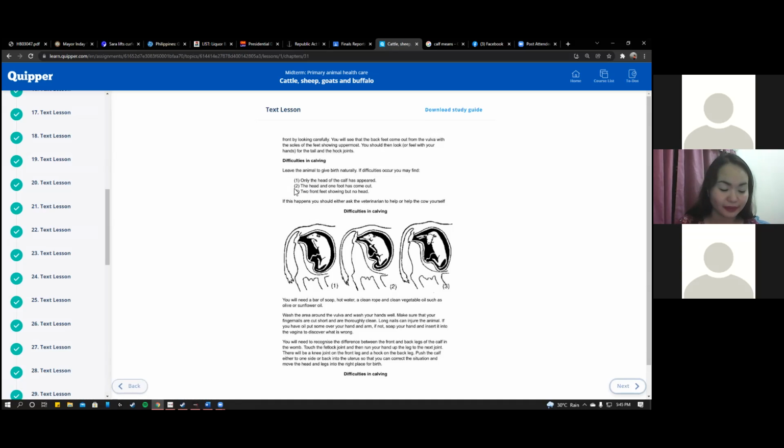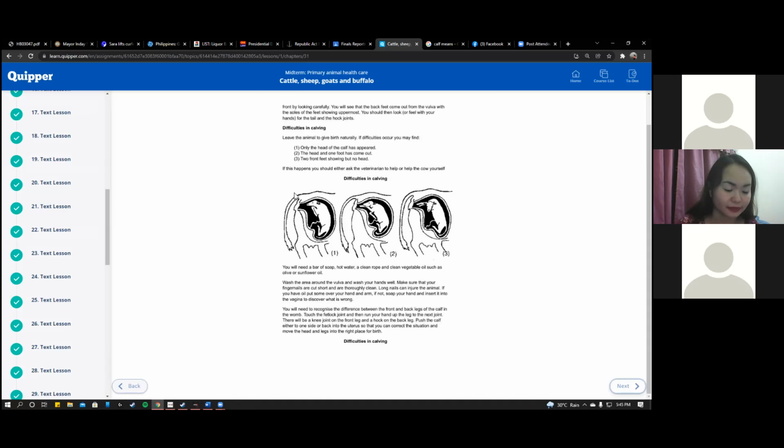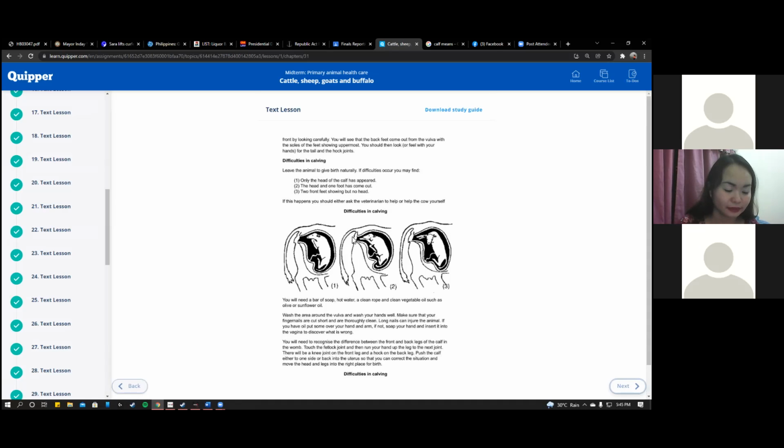So muna siya ang mga signs na kabutang nire kung difficulty sa calving. If this happens, you should either ask the veterinarian to help or help the cow yourself. So kung dili ka kabaloan, so kailangan nyo kang matawag veterinarian, or kung kabalo ka, pwede ra ikaw.